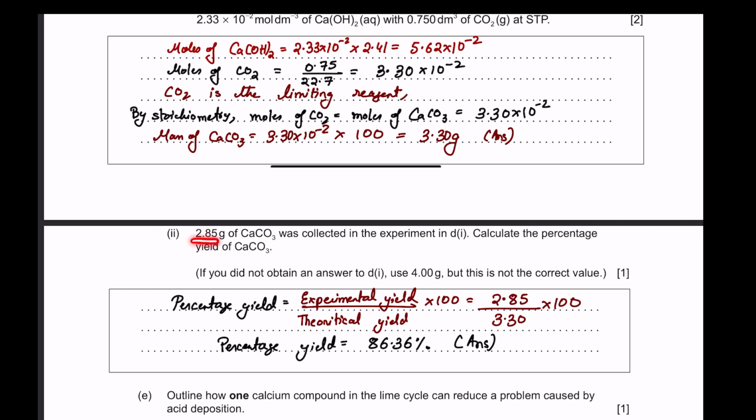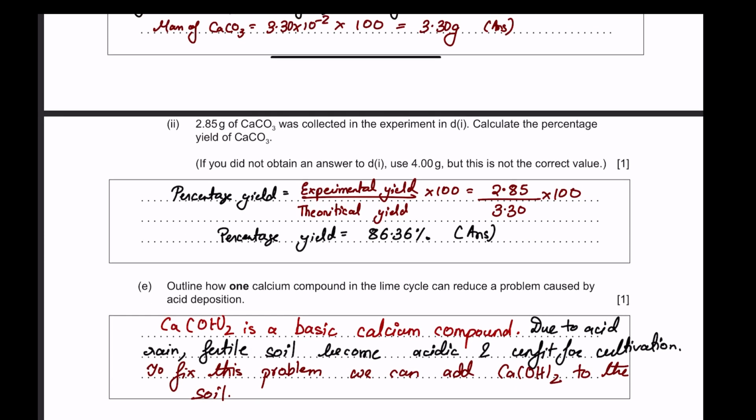The experimental yield will always be given in the question. So it's given as 2.85 here. So 2.85 divided by 3.3 times 100. This should be your percentage yield. Upon calculation, you will find it as 86.36%. So yeah, that's all about part D. Now we'll move on to part E.